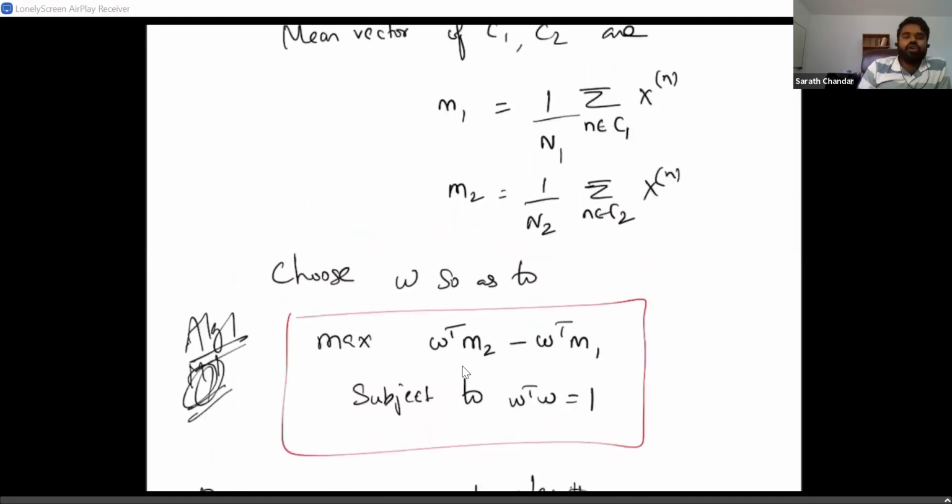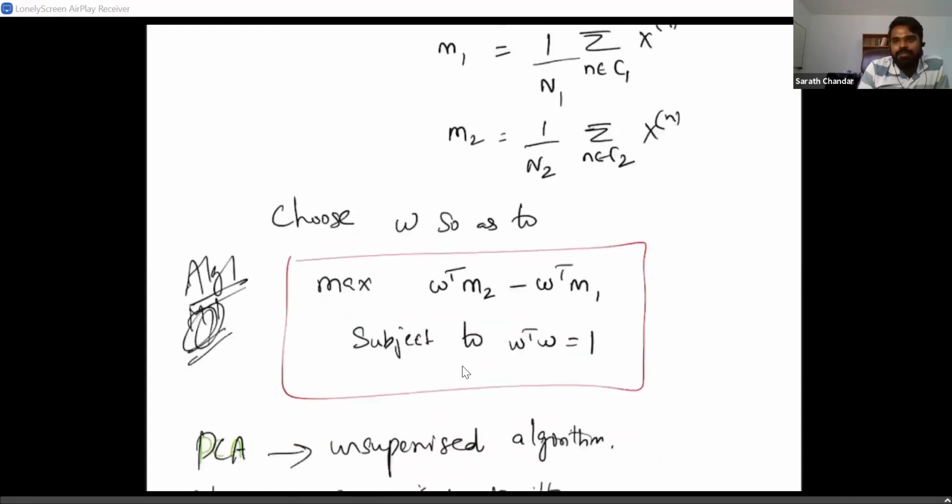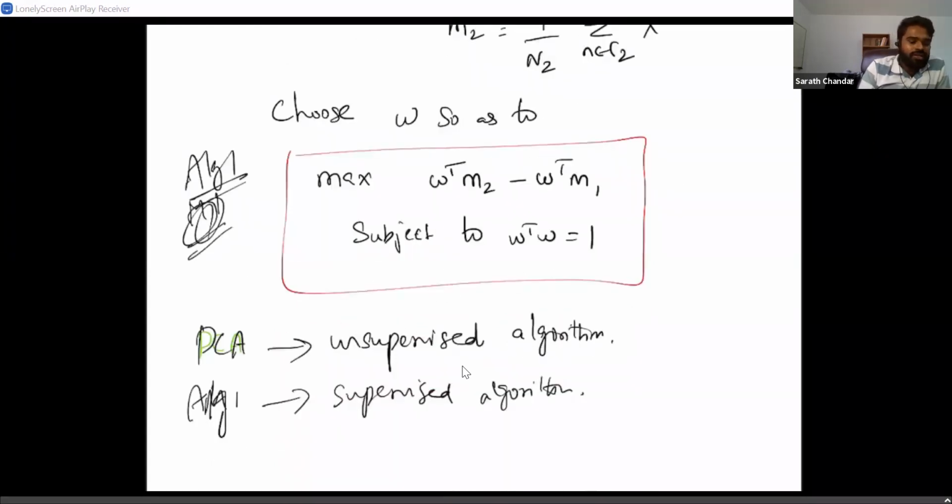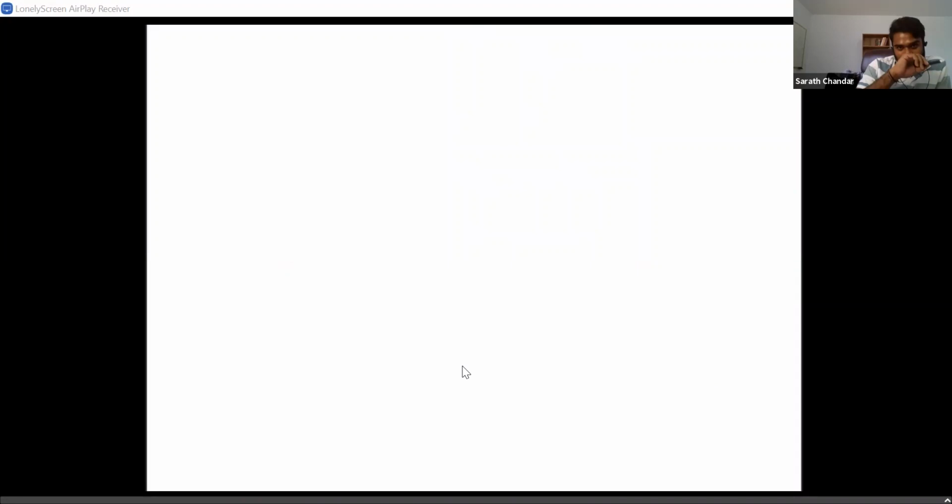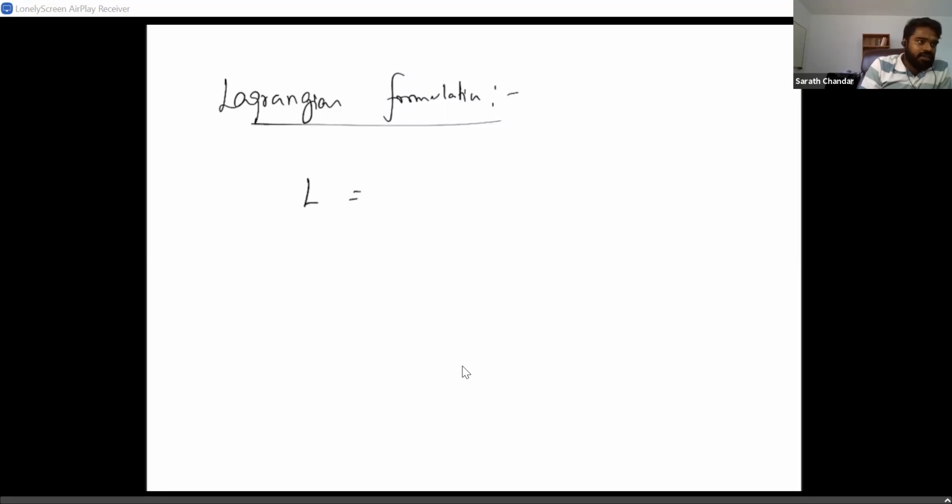So now let's see how to solve this function. It's a constrained optimization problem, and you have already seen in your reading how to solve constrained optimizations using the Lagrangian. So we are going to look at the Lagrangian formulation for this problem, which is basically W transpose M2 minus W transpose M1. Instead of having the constraint separately, we are going to add it to the objective function as plus lambda times (W transpose W minus 1).